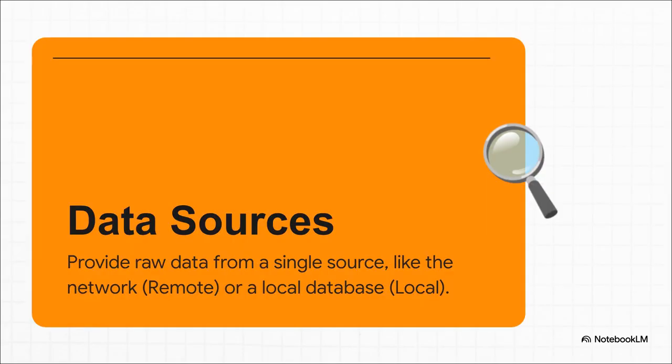So where do these ingredients come from? They come from what we call data sources. And there are really only two kinds you need to worry about. First, you have remote data sources. Think of these like a delivery truck, bringing fresh ingredients in from the outside world. That's data coming from the internet. And then you have local data sources. This is like the kitchen's fridge, storing ingredients right there on the phone so you can grab them quickly, even if the delivery truck can't get through.